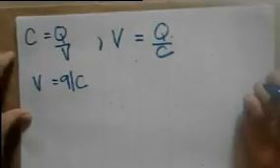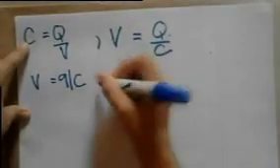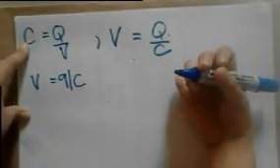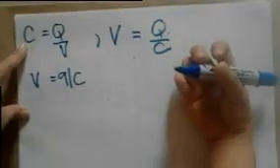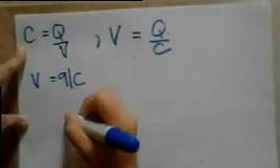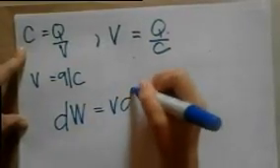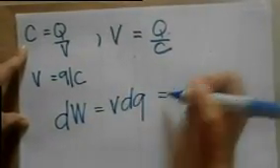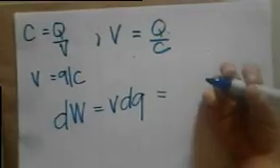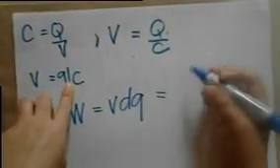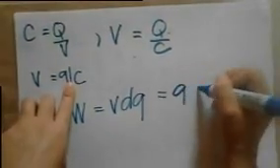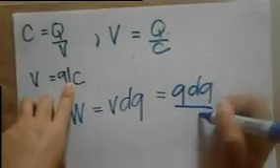At this stage, the work dW required to transfer an additional element of charge dq is equal to dW equals v dq. And since v is equal to q over C, we can write this as q dq over C.